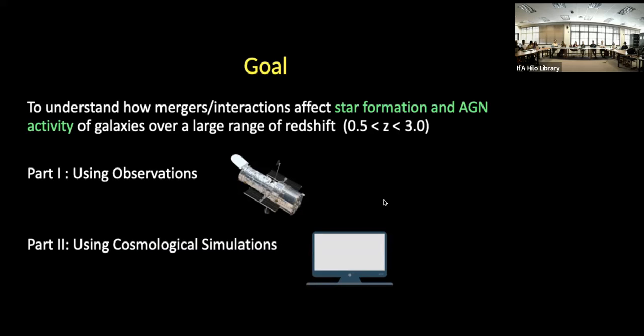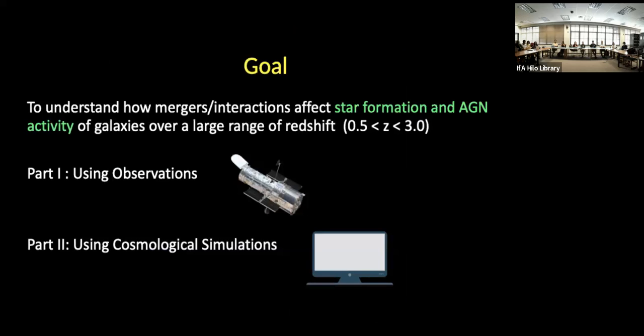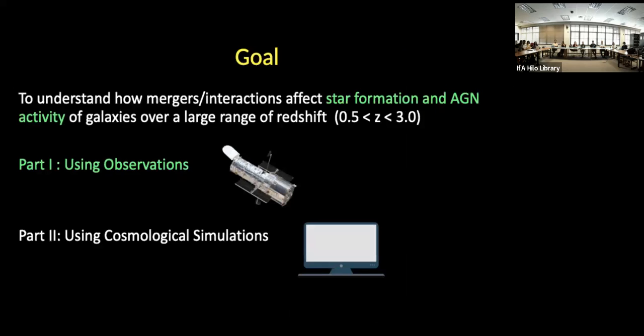I was a bit ambitious, because both observations and simulations have their own pros and cons. So I wanted to do studies using both and then see what kind of insights we can get. As I mentioned, one of the main reasons we focused on this redshift is also because it's a very important epoch of galaxy evolution where a lot of stellar mass assembly is happening and a lot of star formation and AGN activity is happening. So with that motivation, let's get to the actual study.